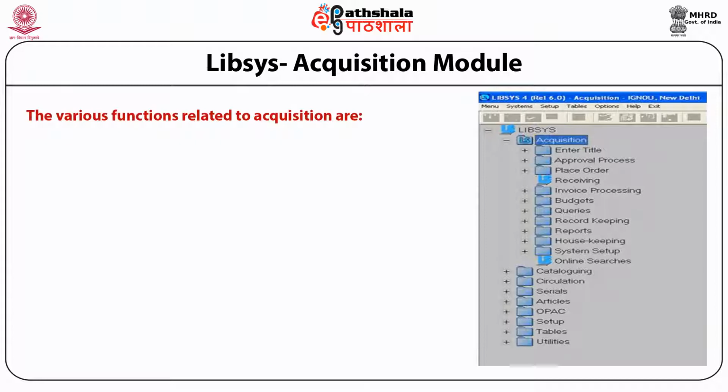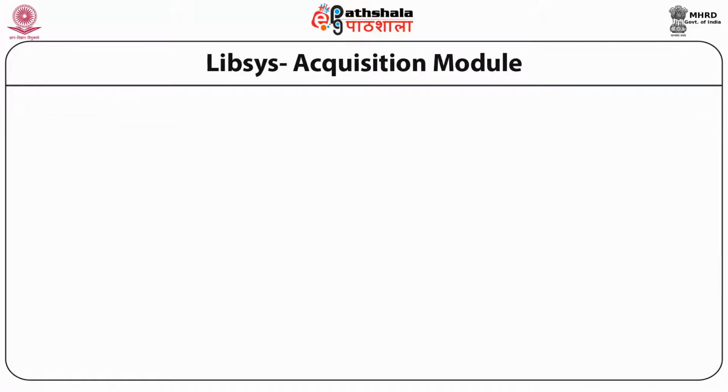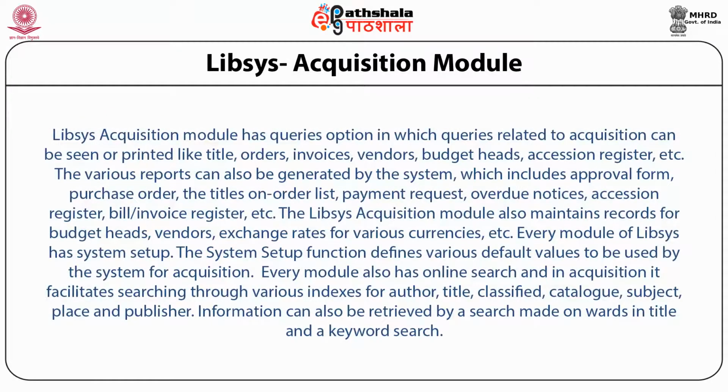The functions of the acquisition module include checking titles for duplication, procuring approval for new titles, placing orders. It also includes receiving supplies, invoicing, accessioning, and requisition for payment. Lipsys acquisition module has an option in which queries related to acquisition can be seen or printed, like title, orders, invoices, vendors, budget heads, accession registers, and many more.